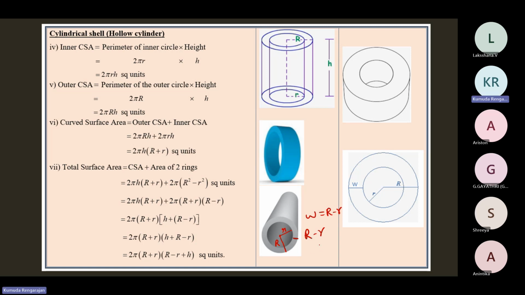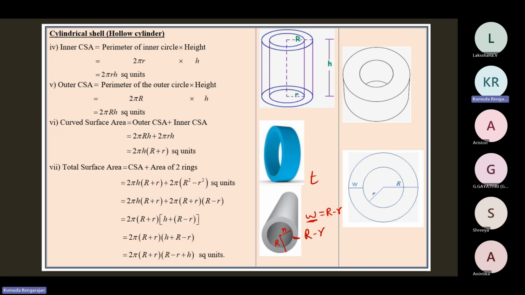W is equal to R minus r. Thickness is represented using the letter W. There's no W in the word thickness, but it comes from width. So you cannot say thickness is T; this letter only you have to use, W. It's from width, but we normally say thickness. So the thickness W is R minus r.